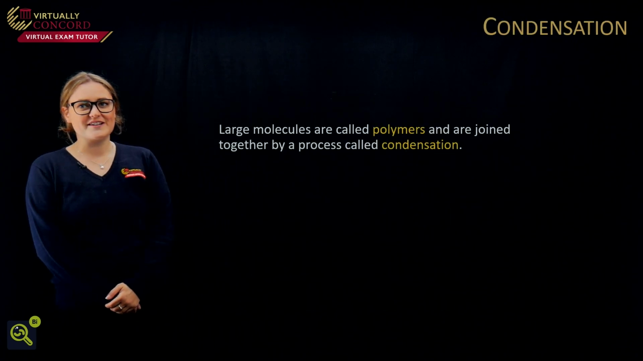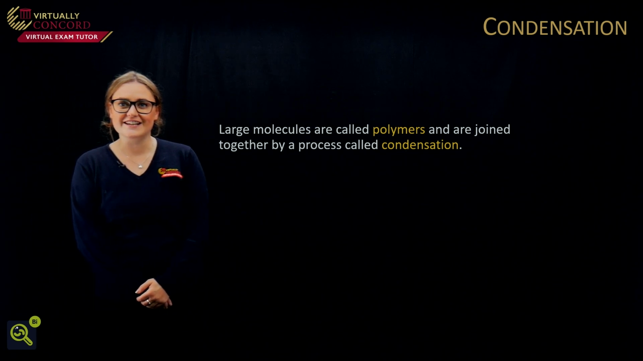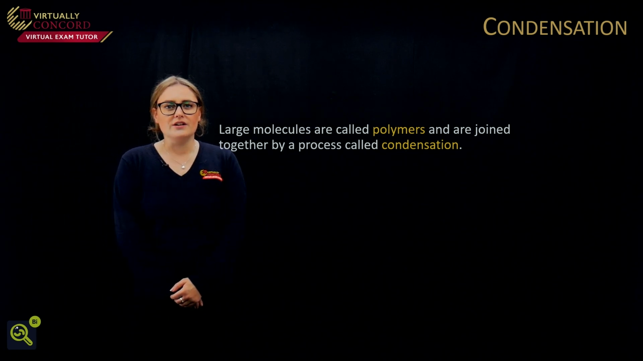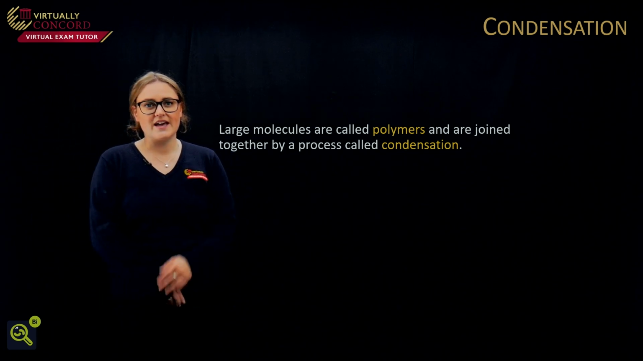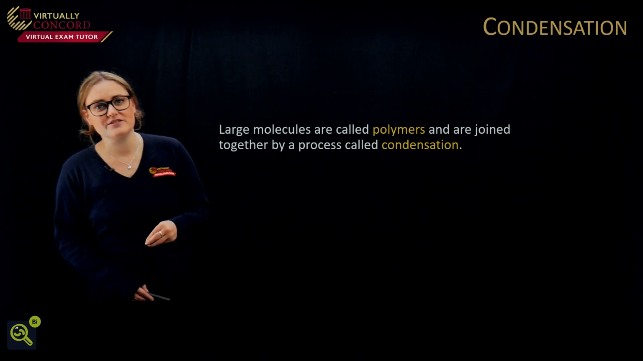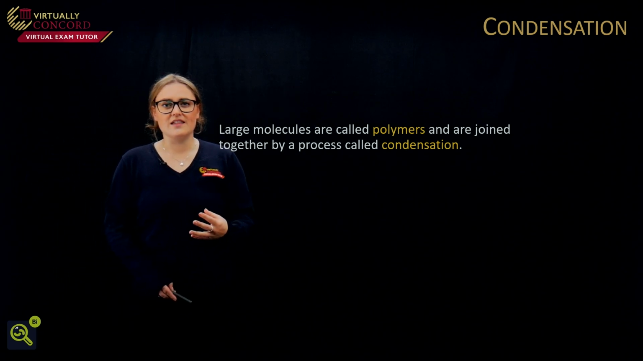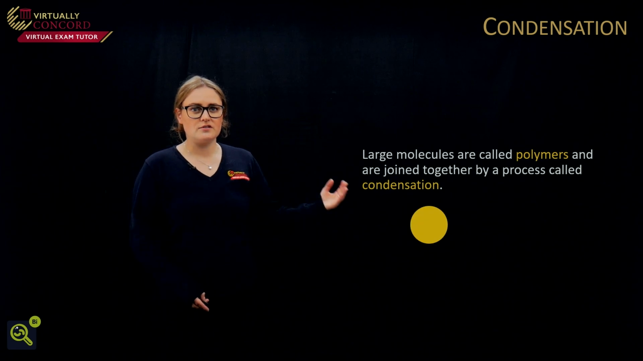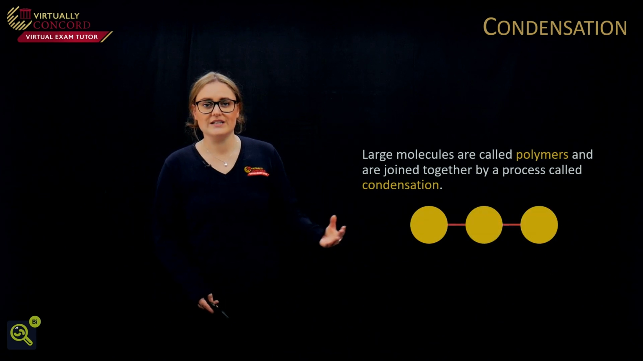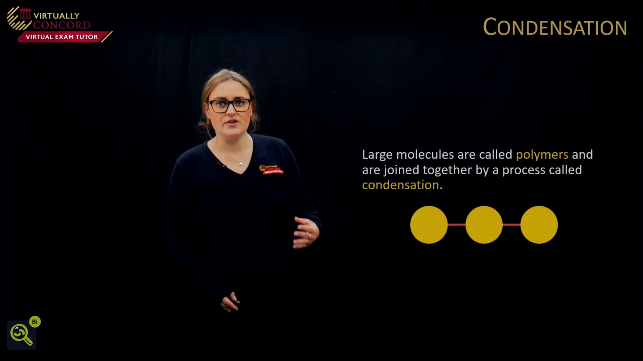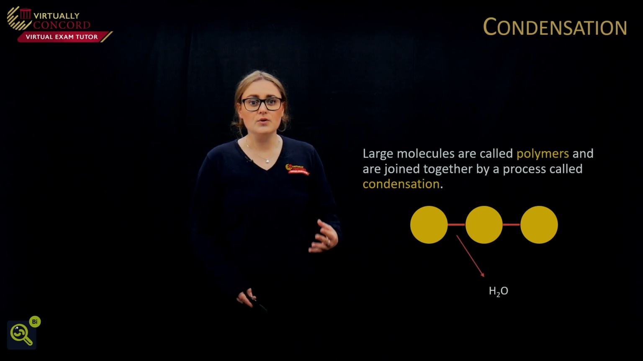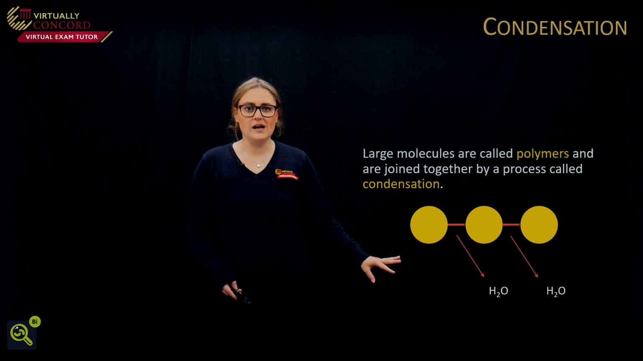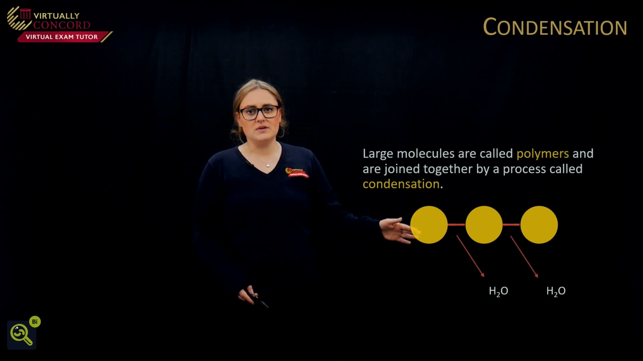In the final part of this video, we're going to have a look at the type of reactions that join these molecules together. So large molecules are called polymers. They are made up of individual repeating units called monomers, and they join together in a process called condensation. Let's take some generic molecules. So we have three here that we are going to join together. In the process of condensation, water is removed. Okay, so we can see our H2O coming out, and that forms our bond between these monomers.